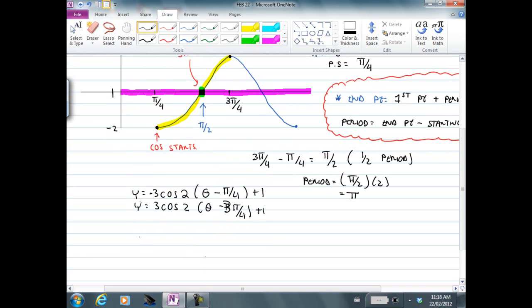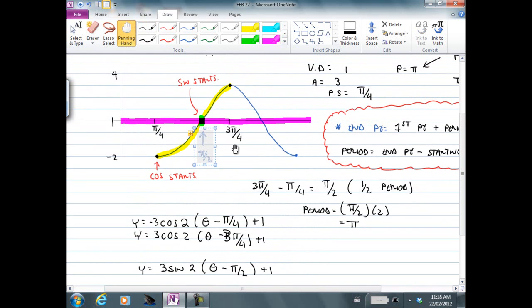So I know my sine will be y equals 3 sine. See, I don't need to look at my amplitude or anything. I just copy straight up from my cos graph. 2 theta minus pi by 2 plus 1. Everything stays the same. Only thing that really changes is my phase shift.